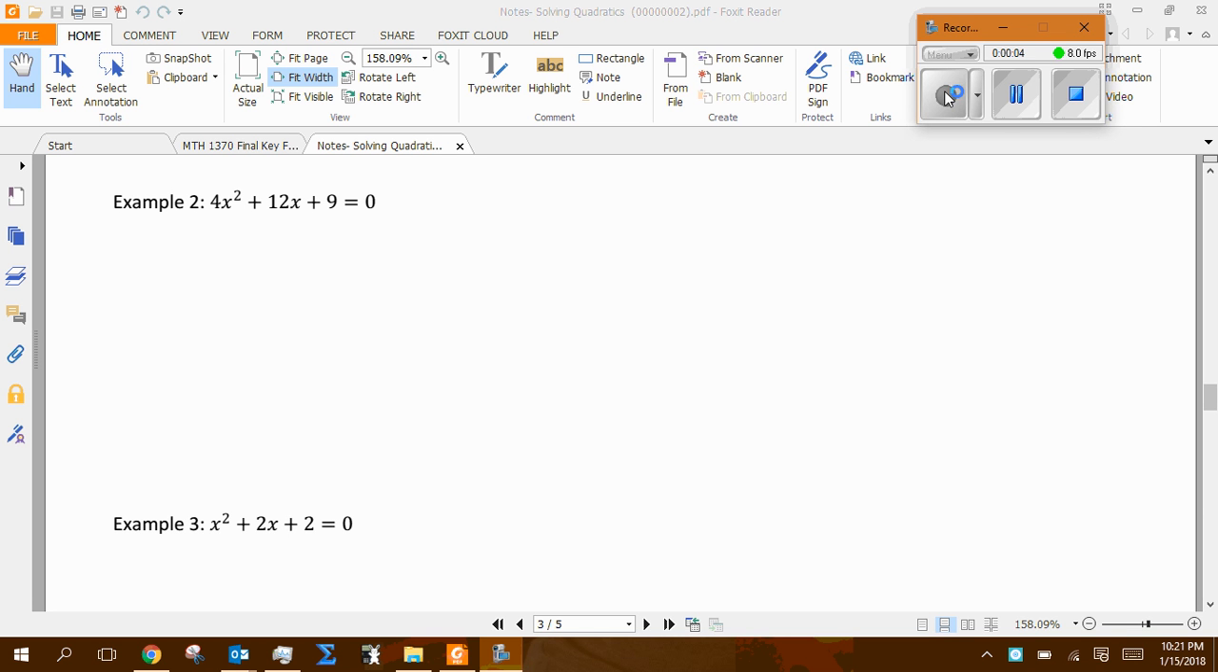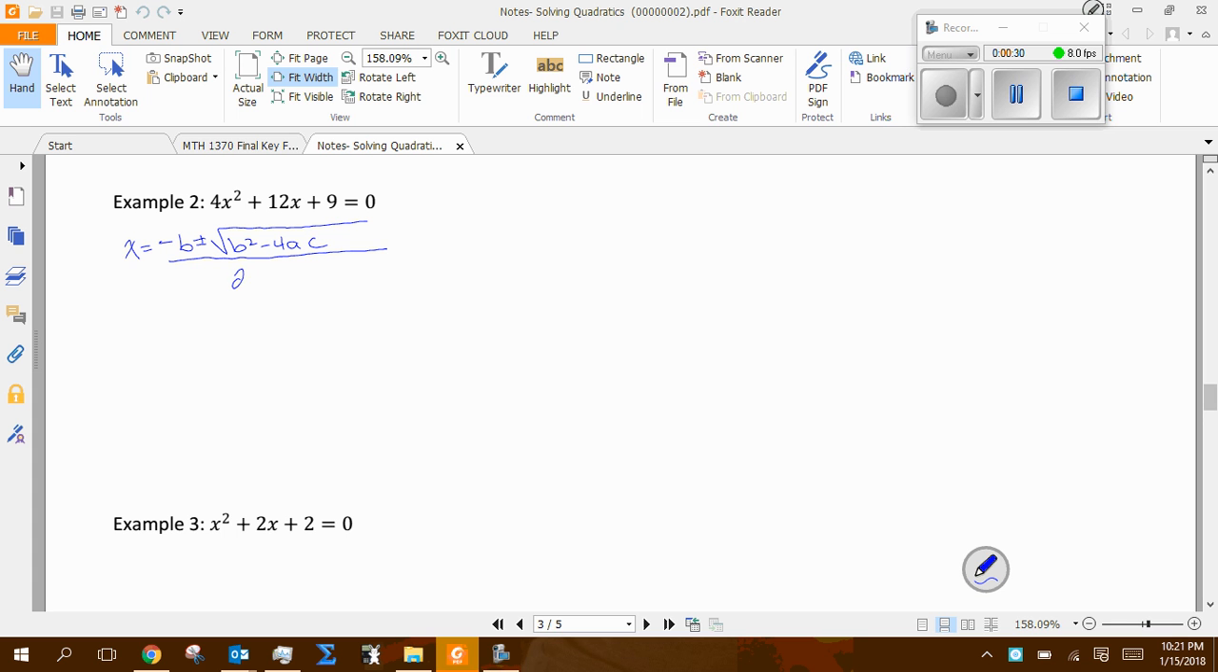Okay, I want to finish these. Solve these quadratic formulas. First thing we're going to look at here is rewriting the formula down. Remember, it is x is equal to the opposite of b plus or minus the square root of b squared minus 4ac, all over 2a.